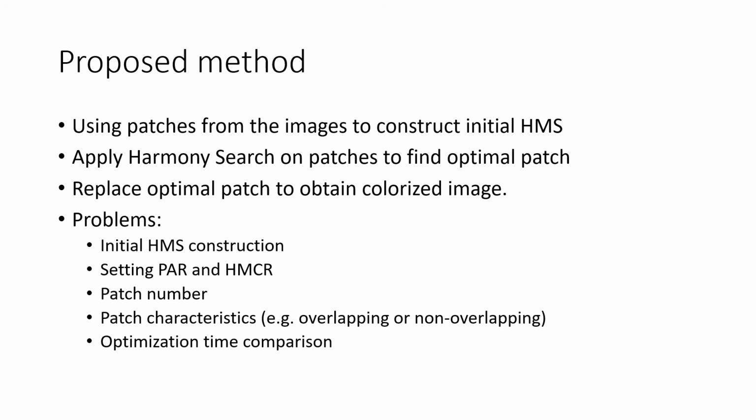which is defined at the last problem line, optimization time comparison. That is, if our proposed method is slower than the baseline paper in terms of magnitude, then it might not be as effective as we think for the whole colorization process. Then we can focus on how to optimize the harmony search algorithm for this specific task.